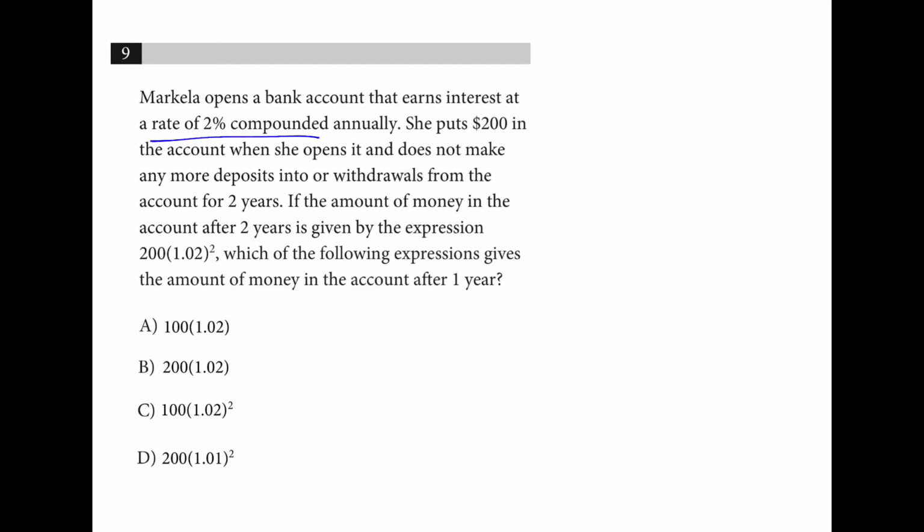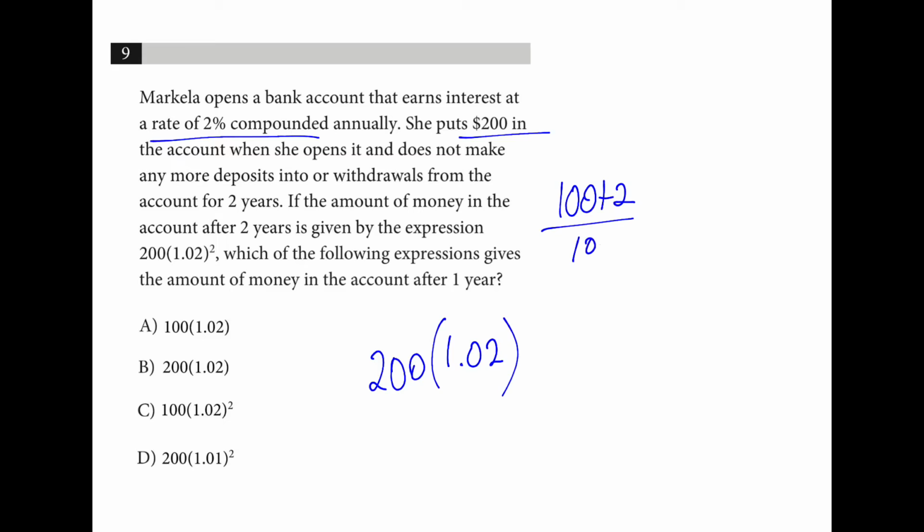We have a 2% rate annually, $200 in the account, that's the starting value. And to increase by 2%, we're going to put that as 1.02. You take 100 plus 2, and you divide that by 100. So this is for 2 years. What is the equation for 1 year? It's just this.